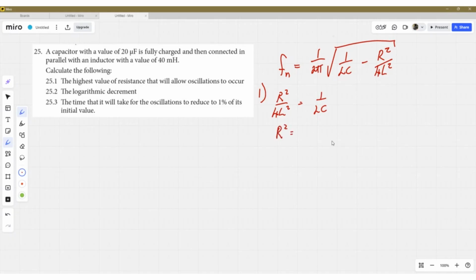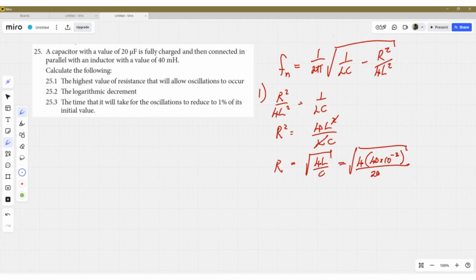R squared is then equal to 4L squared over LC, so we can get rid of one of the L's up top. If we take the square root on both sides, we end up with the square root of 4L over C. That's 40 millihenries, which is 40 times 10 to the minus 3, and we have a 20 microfarad capacitor, which is 20 times 10 to the minus 6.